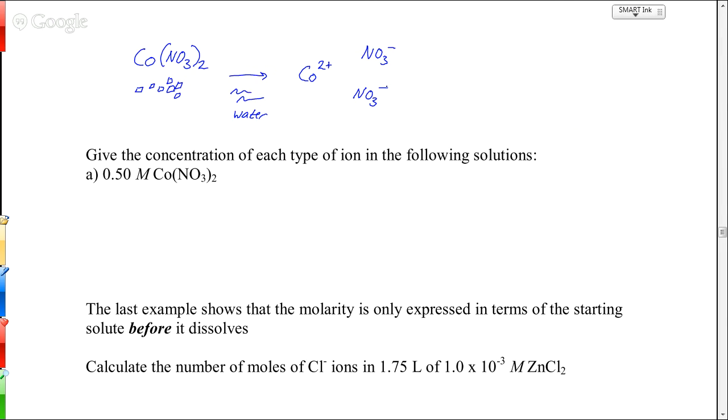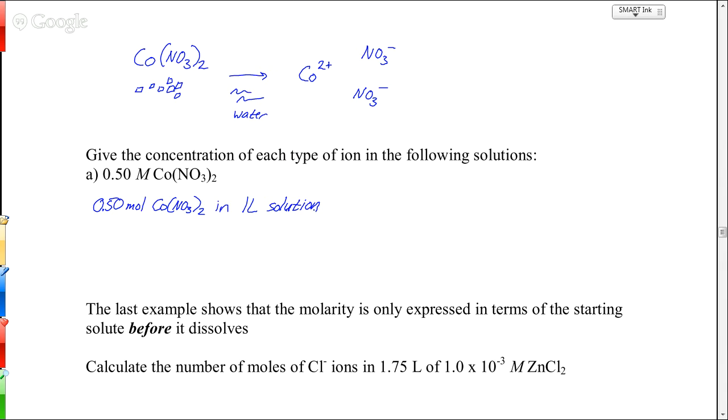And so that means that the concentration of the ions may not be the same as the concentration of the overall compound. In this example, let's say we have half molar cobalt nitrate. That means we have 0.50 moles of cobalt nitrate in 1 liter of solution, for example. Okay.